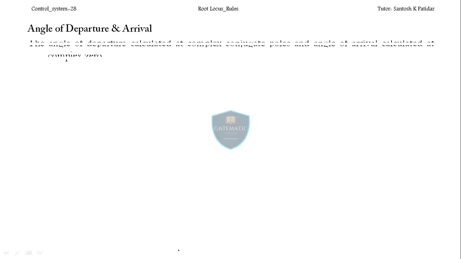Now we'll come to the very important concept, that is the angle of departure and arrival. So friends, angle of departure and arrival are given for the complex poles and zeros only. Remember one thing. The angle of departure is calculated at complex conjugate poles and the angle of arrival is calculated at complex zeros.